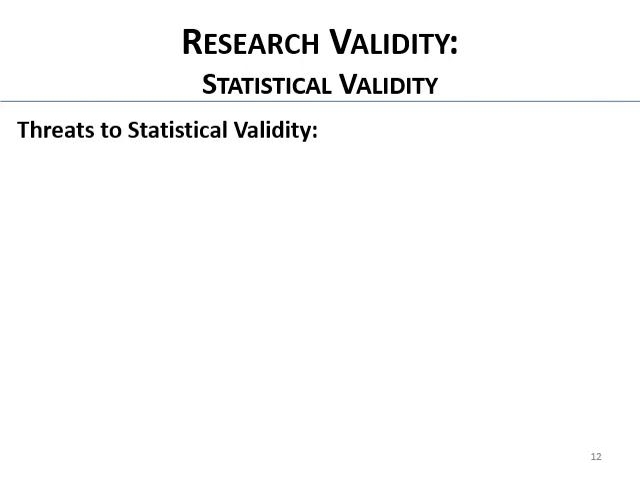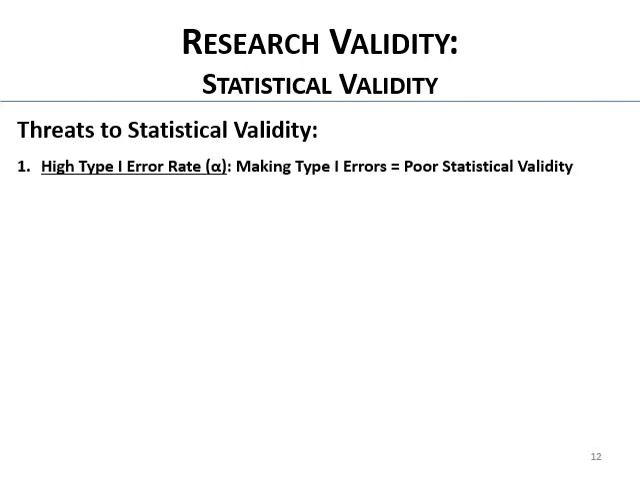So what are some of the threats to statistical validity? Well, one is a high type 1 error rate, that is a high alpha. That makes it more likely you're going to make type 1 errors, right? If you use an alpha level of 0.5 instead of 0.05, it means you're more likely to reject a null when you should not. So that's poor statistical validity.